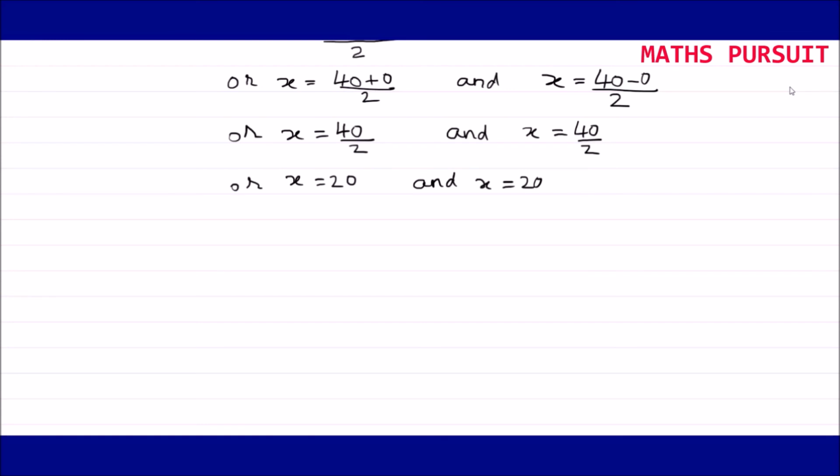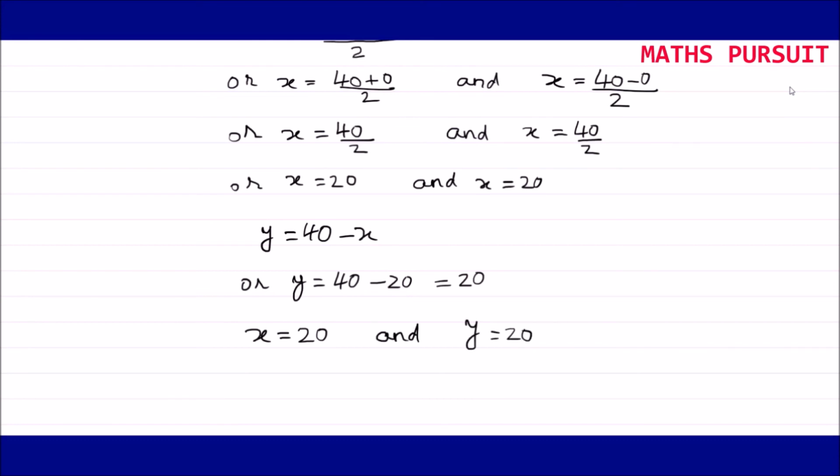Now let us put this value of x in equation number 1. So if you remember, in equation 1 what we got? We got y is equal to 40 minus x, or I can write y is equal to 40 minus 20, that is equal to 20. So guys, what we got? We got x is equal to 20 and y is equal to 20. This is what we got, the values of x and y.